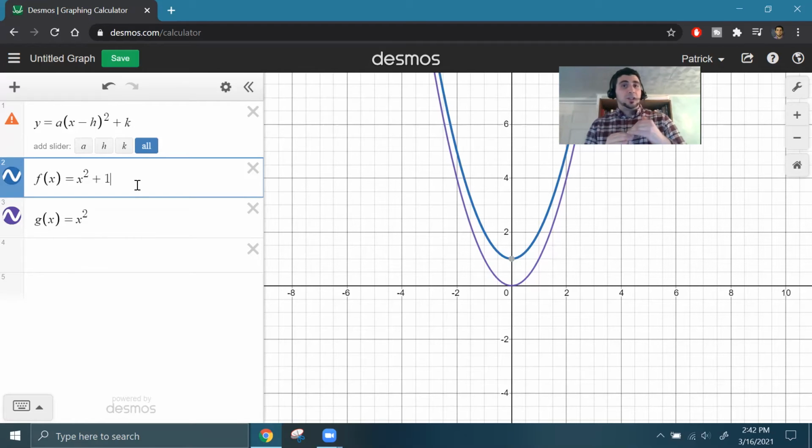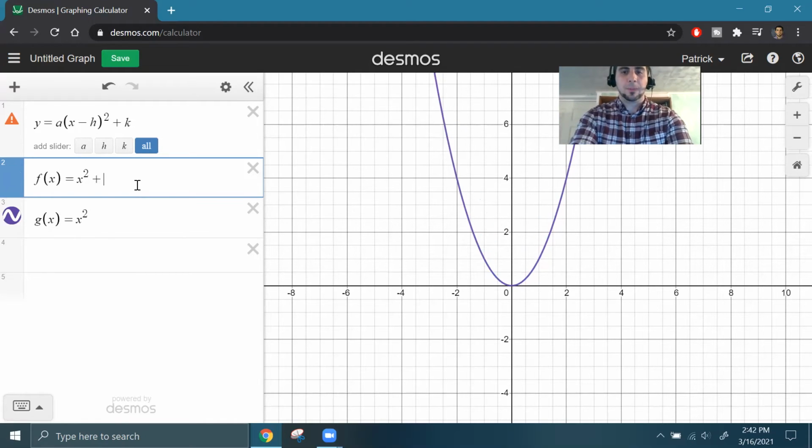Actually, what it did was it just shifted the graph up 1 unit. And if you think about this, you're taking the original graph of x squared and just adding 1 to everything that you squared. It's just going to shift everything up 1 unit. If I add 2, if I add 3, if I add 4, it just shifts it up that many units.